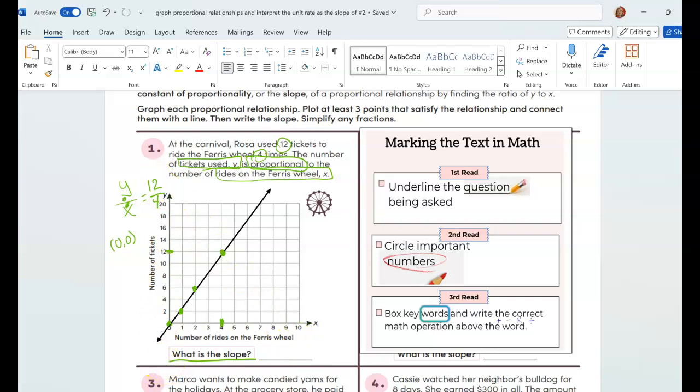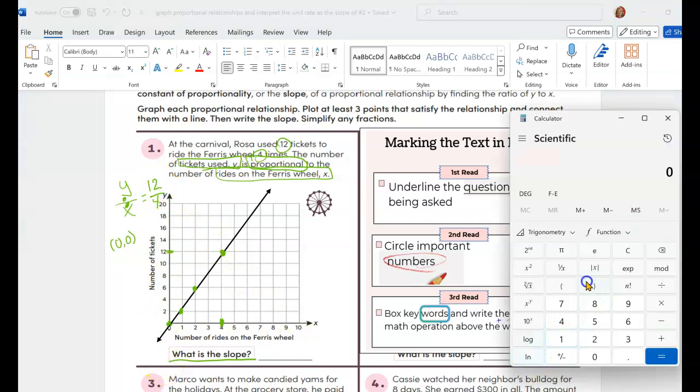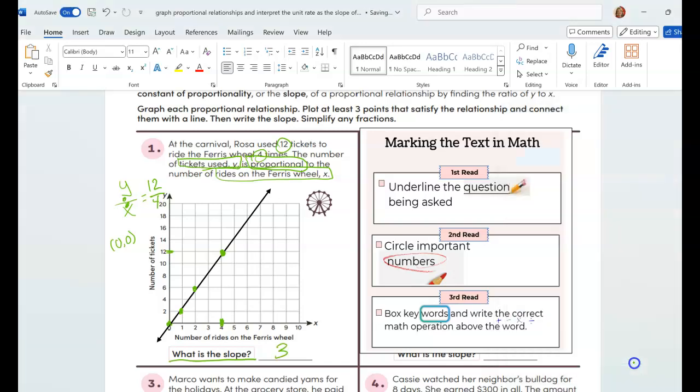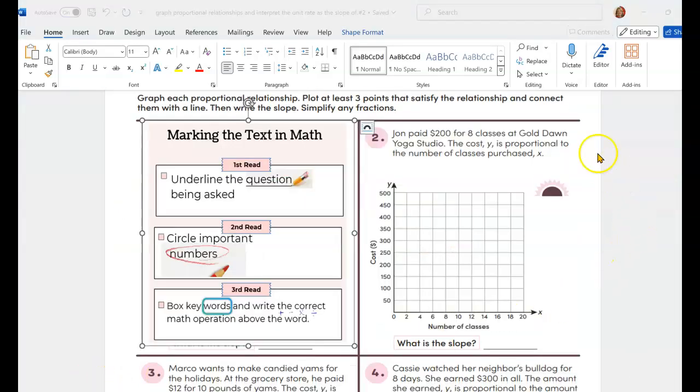12 divided by 4. That gives us 3. So my goal is for you to comprehend and understand what the question is and what you're being asked to do. I want you to be able to get number 2, 3, and 4 on your own, meaning I'm not going to give you the answer.